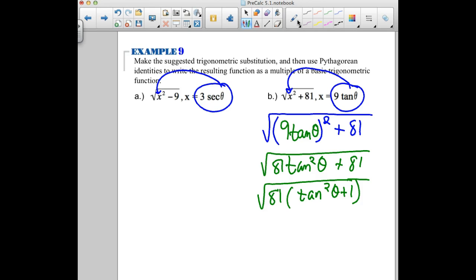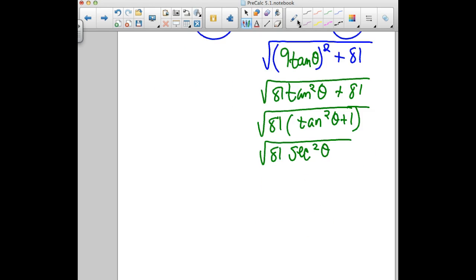Now, look at your Pythagorean identities. Tangent squared theta plus 1 is equivalent to secant squared theta. So let's do another simplification here. 81 secant squared theta. And now notice it is all one term, and we can square root that. So the square root of 81 is 9. The square root of secant squared would be secant. And the only thing that we have to make sure is, let's put some absolute value bars around that, because we cannot square root if that was a negative value.